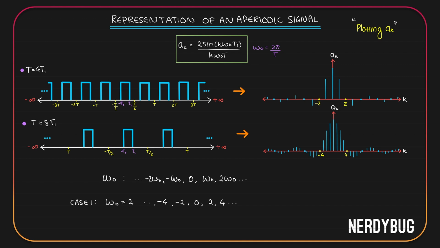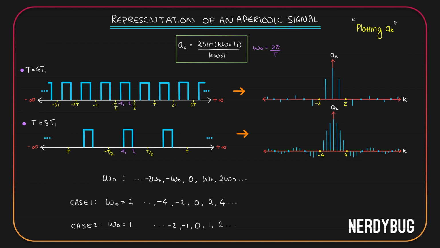Assume we increase the time period of this signal. We know the fundamental frequency omega naught is 2 pi by T. If you increase the time period, omega naught will decrease. So in case 2, omega naught has decreased. Let us assume it is 1. Then a_k will be found at multiples of 1. So at 0, at 1, at 2, etc. On the other side, minus 1, minus 2, etc.